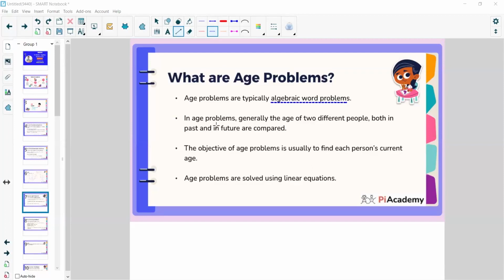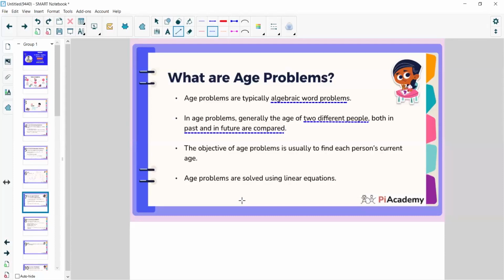So what happens in age problems is generally the age of two different people, both in past and in future, are compared. Okay. So let's talk about Faris and Adam. Suppose we say that Faris is 2 years older than Adam. Okay. This is one piece of information. And Faris' age and Adam's age add up to, let's say, 20. Okay, so this is the second piece of information. Now you are asked to figure out what is Faris' age or what is Adam's age.